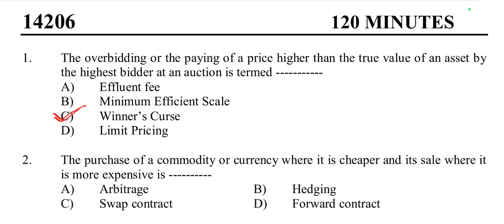It is common in common value auctions like oil rights or IPOs, where the actual value is the same for all, but each bidder has their own estimate. So the overbidding or paying of a price higher than the true value of an asset by the highest bidder at an auction is termed as the winner's curse.